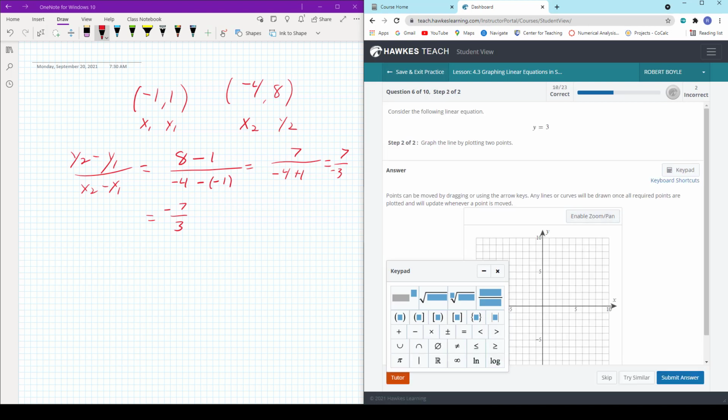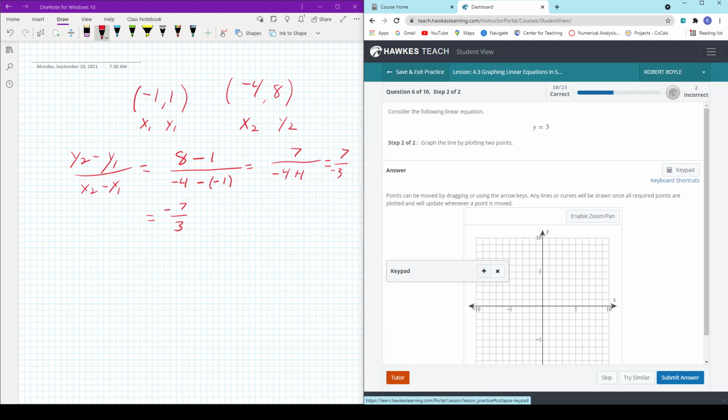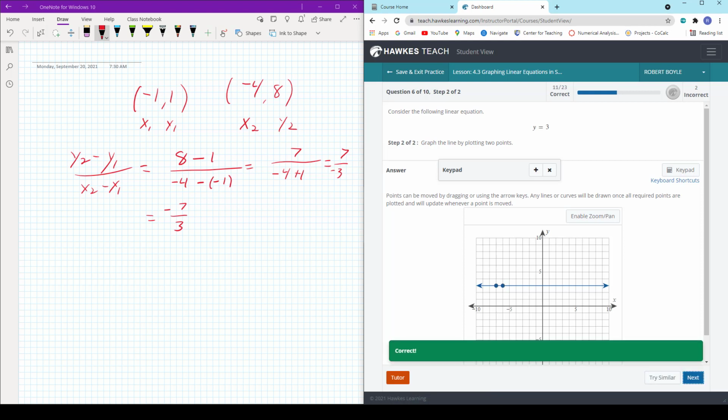And then we need to graph the line. Remember, by graphing 2 points. Now remember that for any value of x, y is equal to 3. So pick a number for x, go up 3, 1, 2, 3, click that point. Pick any other number for x. How about the one right next to it? Go up 3, 1, 2, 3, click that point, and then submit your answer, and you should be correct.